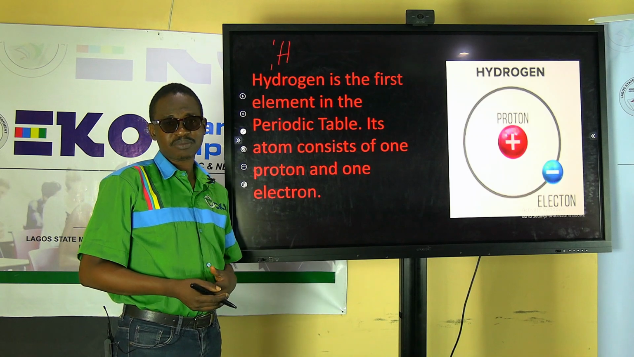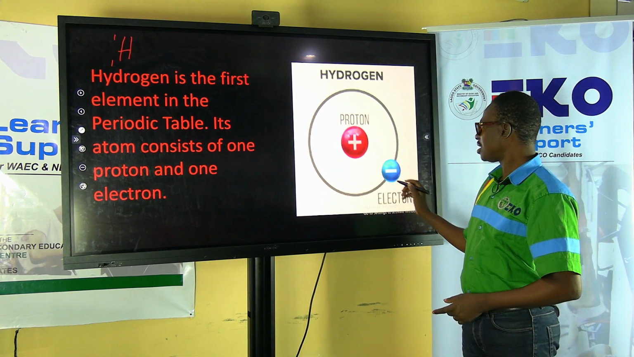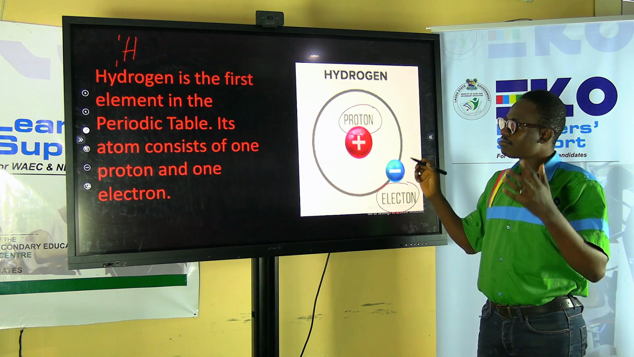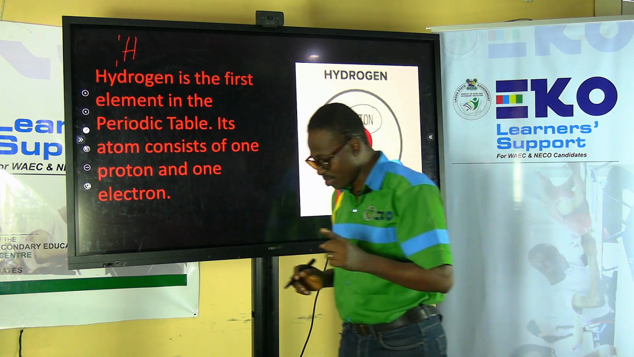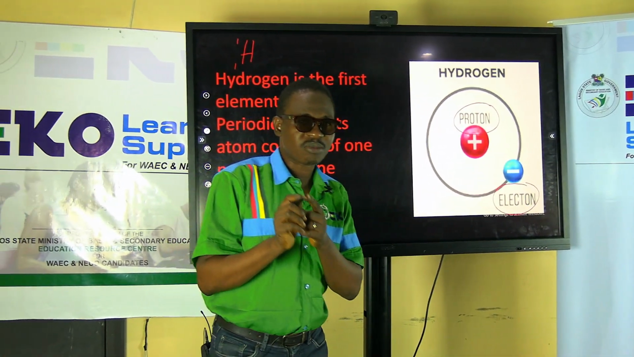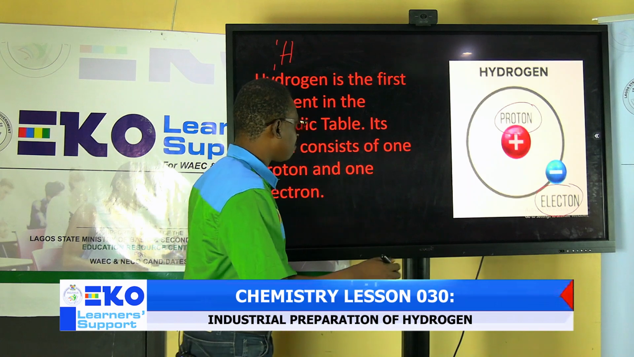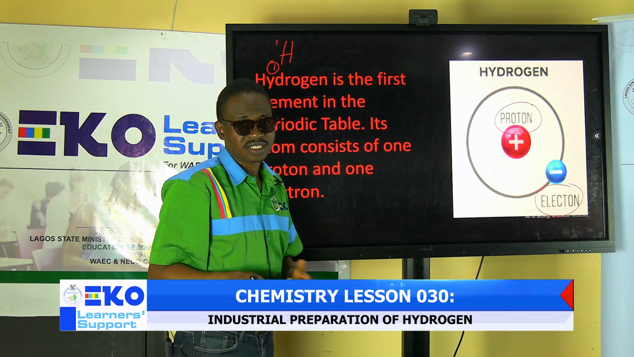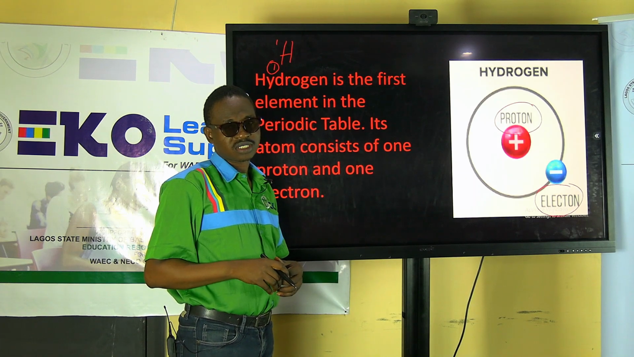Fine. So if it is the first element in the periodic table, you will agree with me. How many electrons? How many protons? How many neutrons? Look at it. It has 1 proton, as you can see, and 1 electron. I hope you know that the proton is equal to the atomic number. And what's the atomic number? Atomic number is the number of protons that is present in the nucleus of an atom of an element. So in this particular case, this is equal to the proton. For the electron, that which moves around the nucleus is called electron.